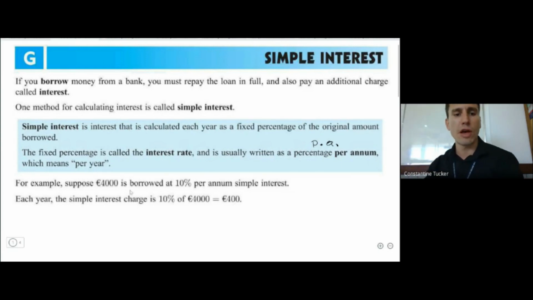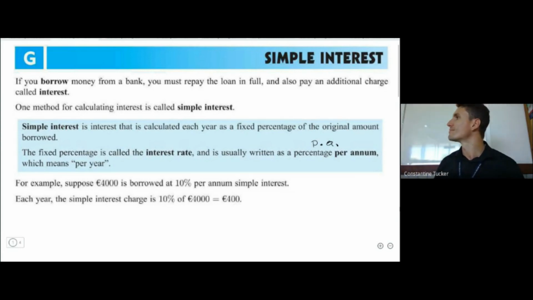So for example, if you borrow 4,000 euros at a 10% per annum simple interest, it means that basically you calculate 10% of 4,000, which is 400. So we know now that this 400 euros is how much you're going to be paying per year. So let's look at some more examples where we actually have to do the calculations ourselves.